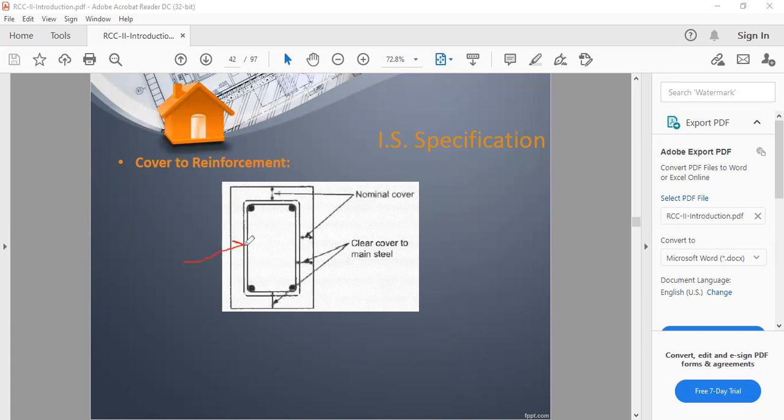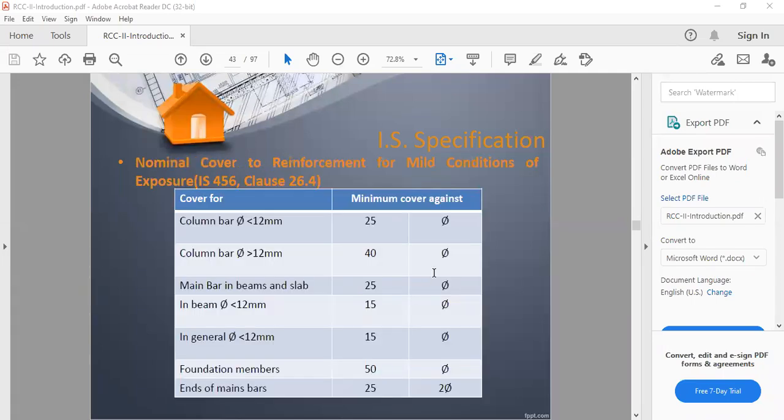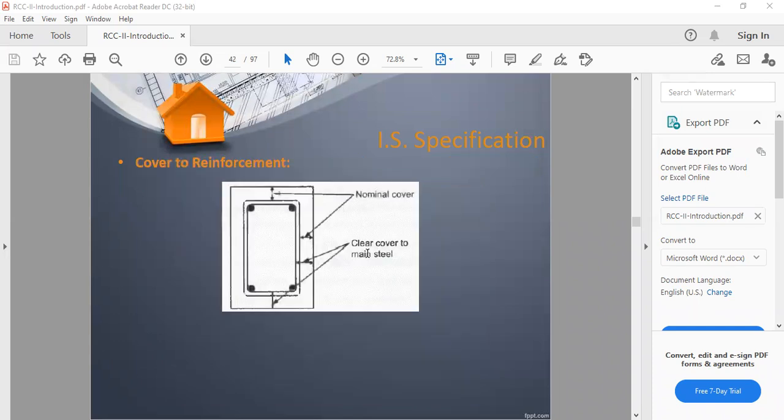These are the stirrups, and these are the main bars. And clear cover is the center line. If you just consider the center line of this and this one, the outer one, that's the clear cover of the main bar. Then nominal cover, as we have seen, this is the nominal cover and this is the clear cover.